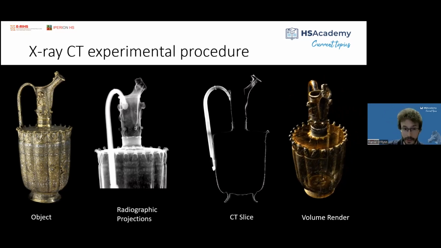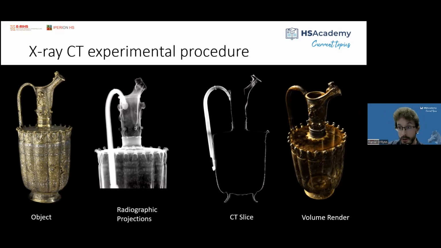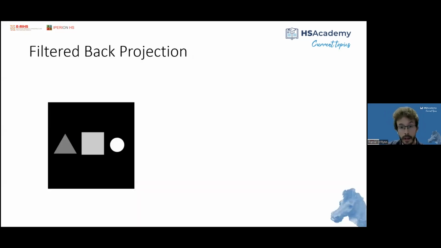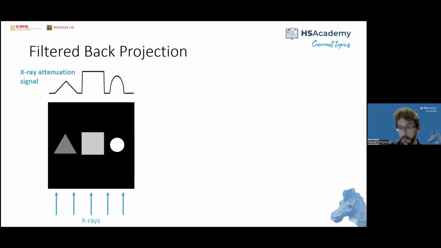So how do we go from the radiographic projections to the CT slice? I'm going to use a 2D example because it's a little bit more simple to explain. This is an example object of three shapes with different density, and the more dense objects are brighter in this case. So the circle is the most dense object and the triangle is the least dense. If we shine a beam of X-rays through this object from the bottom to the top, we see a signal as shown here at the top of the image.